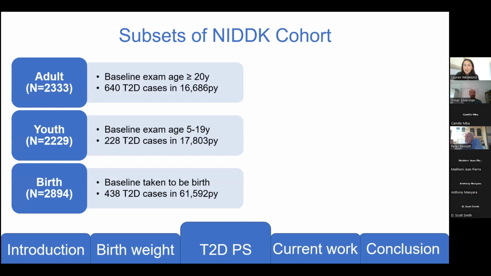So what do those look like? On the top, there's the adult cohort, which is about 2,300 people. And the baseline exam was at least 20 years of age. And this is the number of cases of diabetes, so people who had diabetes, and the number of person years. So for the number of people that were included, the amount of time that all people had participated in the study from this sub-cohort.